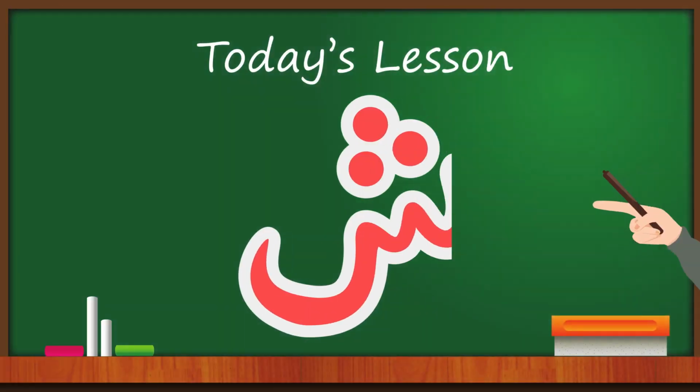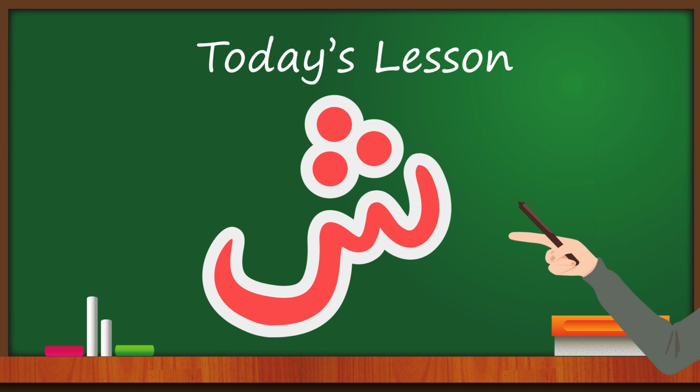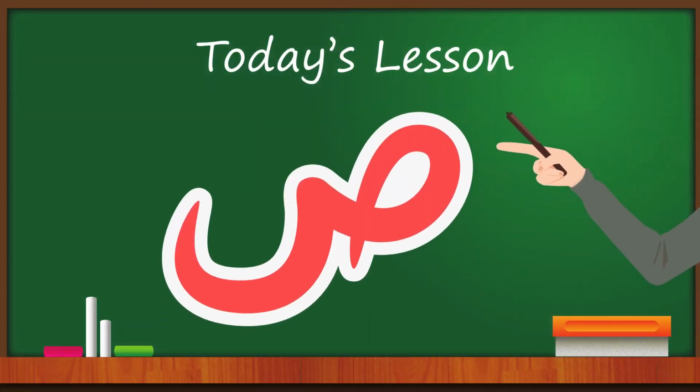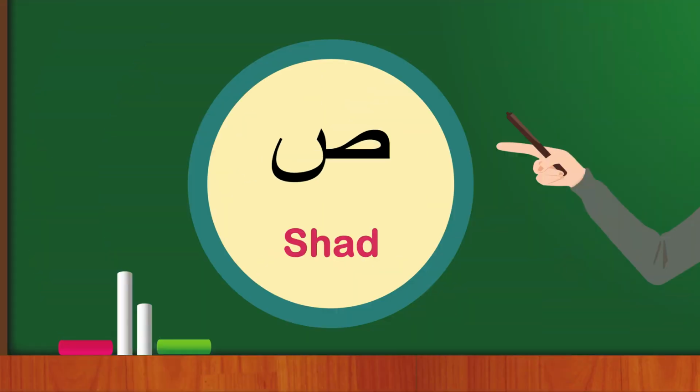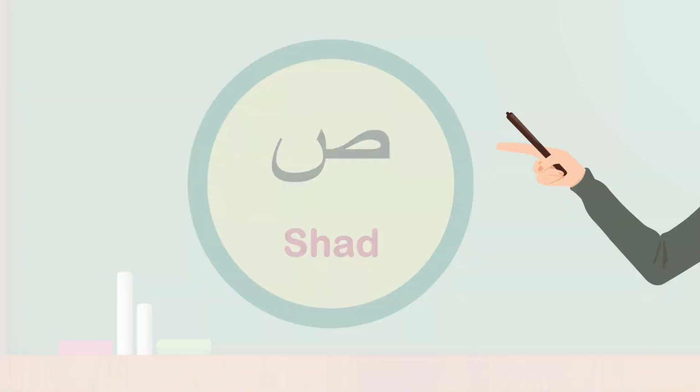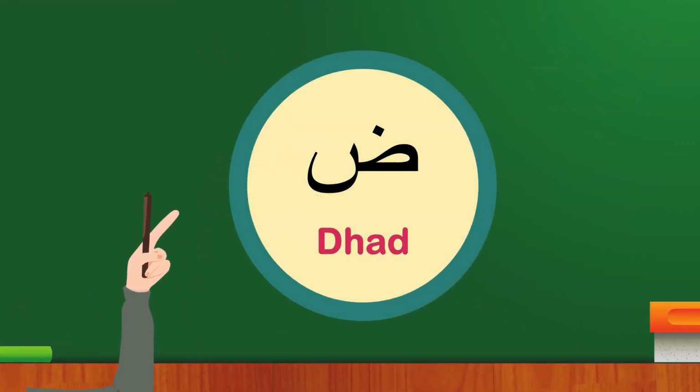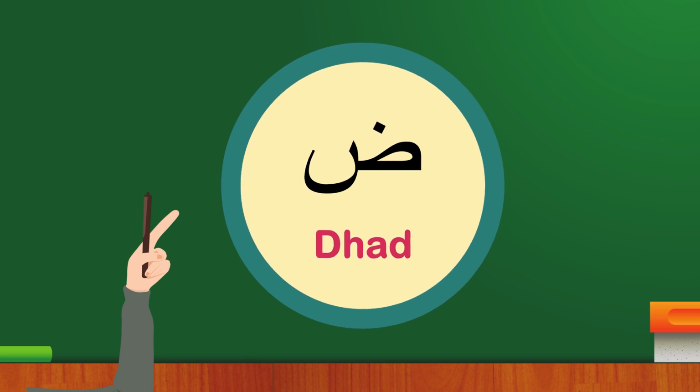Z. Sin. Can you say Sin with me? Sin. This is Sheen. Can you say Sheen with me? Sheen. Sod. Can you say Sod with me? Sod. Dod. Can you say Dod with me?